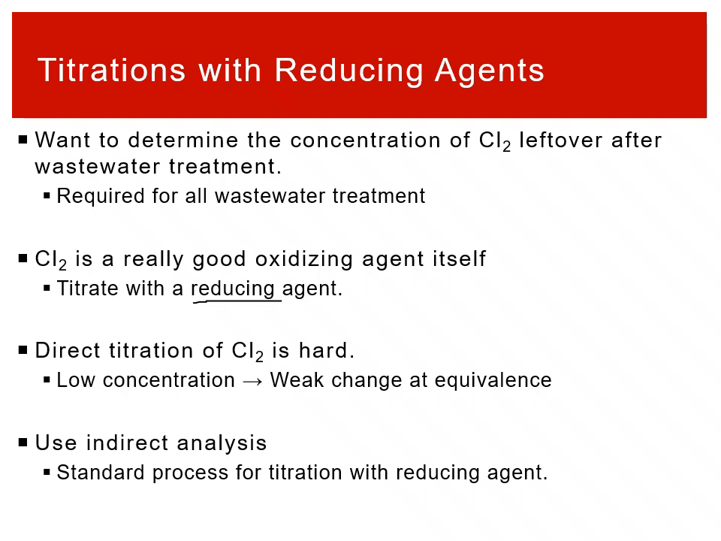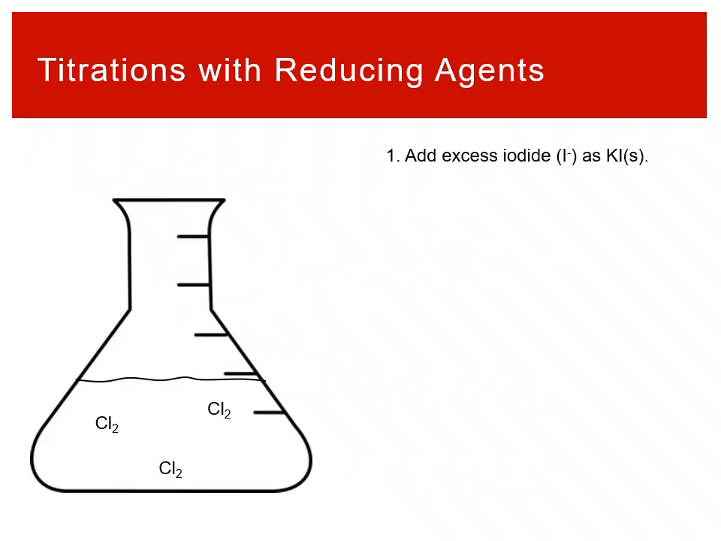So instead, we use what's called indirect analysis. We're going to titrate something else, and this is actually really, really common when you learn that you need to do a titration with a reducing agent, because it's really hard to get a color change. You're going to kind of flip the script and do your titration in a different way, a different kind of indirect analysis. So we're going to walk through this process.